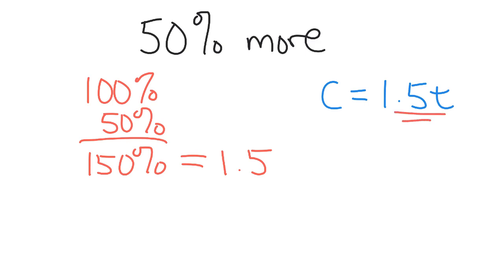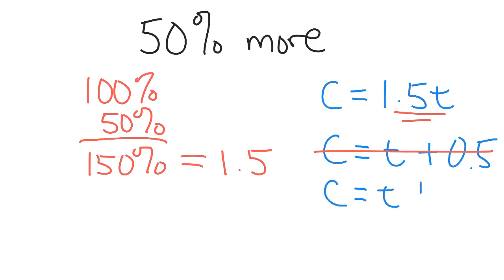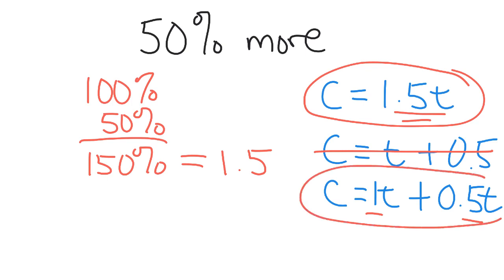Now we need to figure out if there's any other equation that's going to give us that 1.5t. So going down through the equations, we have c equals t plus 0.5. Well, that doesn't give it to us, so that's no good. And then we also have c equals t plus 0.5t. Well, that's the same as 1t plus 0.5t. Hey, 1 plus 0.5 does equal 1.5, so that one works. Here, I'll circle that one so we know that one works.